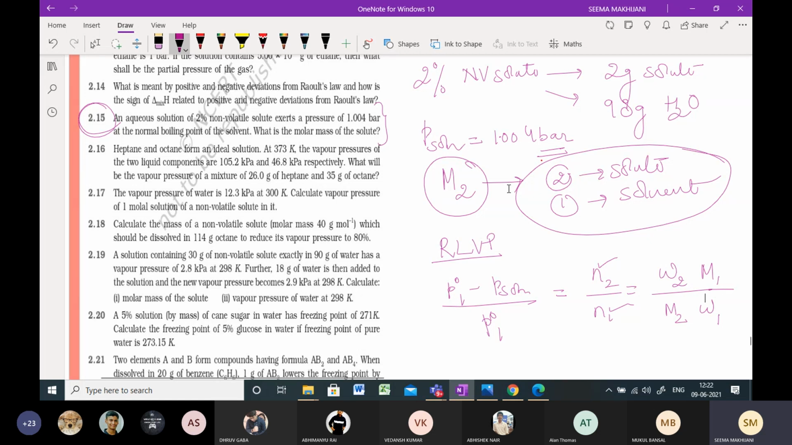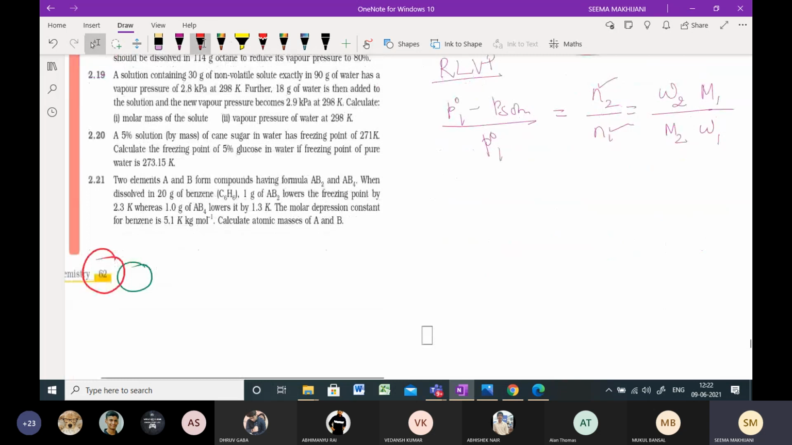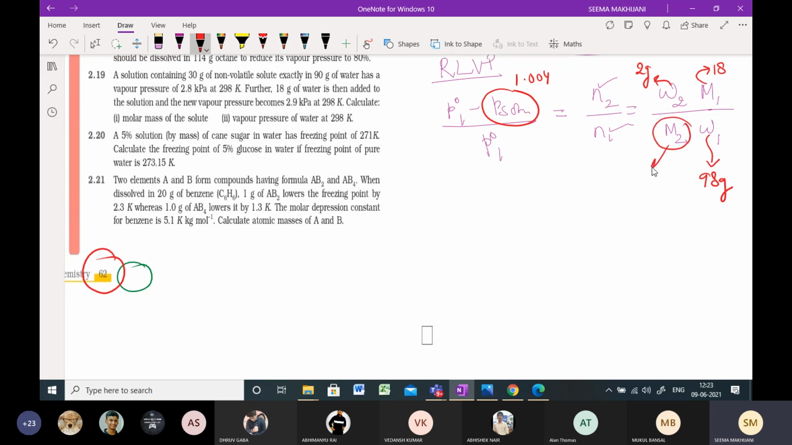Now let's start to substitute these values. Now if I want to substitute these values, there is an error in the question or it is less informed. This is given to you as 1.004. Weight of the solute is again given to you as 2%, so it was 2 grams. Molecular mass of the solvent is 18. We are talking about water. Weight of water is also given to you. It's 98 grams. Molecular mass of the solute, since you do not know the solute, you have to find it.